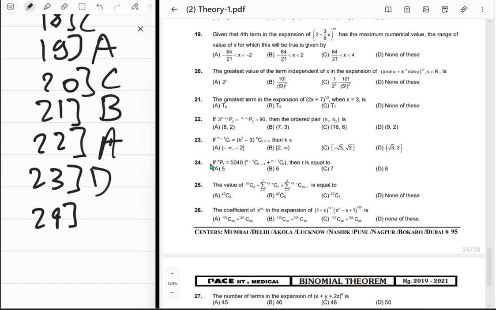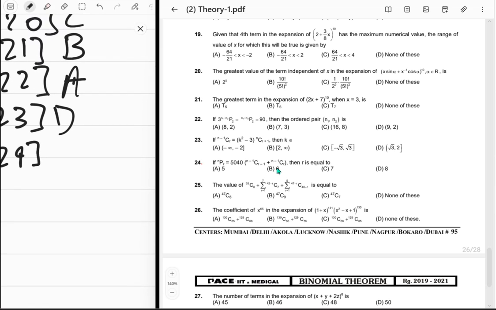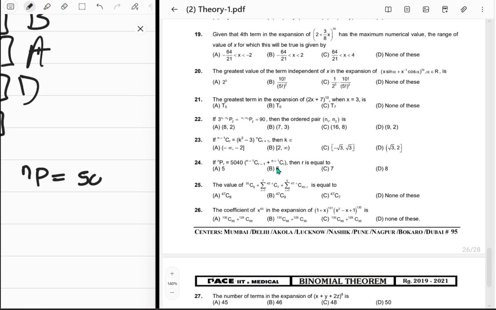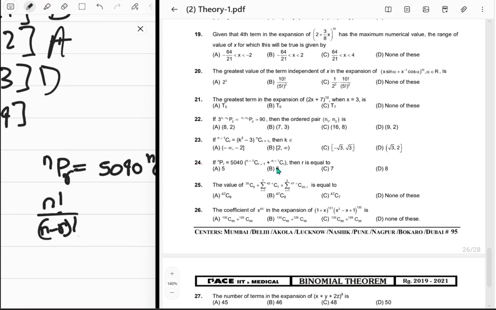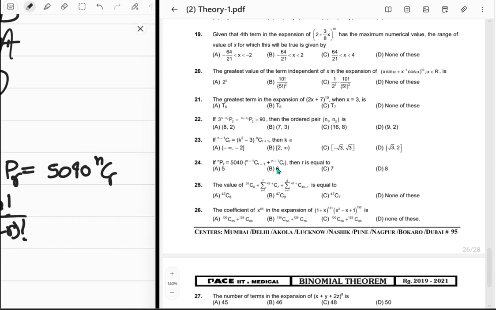If nPr is equal to 5040 times (n-1)C(r-1) plus (n-1)Cr, then r is equal to, come on, are you serious? (n-1)C(r-1) plus (n-1)Cr is going to be nCr. So it's like saying nPr is equal to 5040 times nCr. What is this really? This is going to be n factorial upon (n minus r) factorial. So the order of the unselected stuff doesn't matter over here, but the selected stuff does matter.